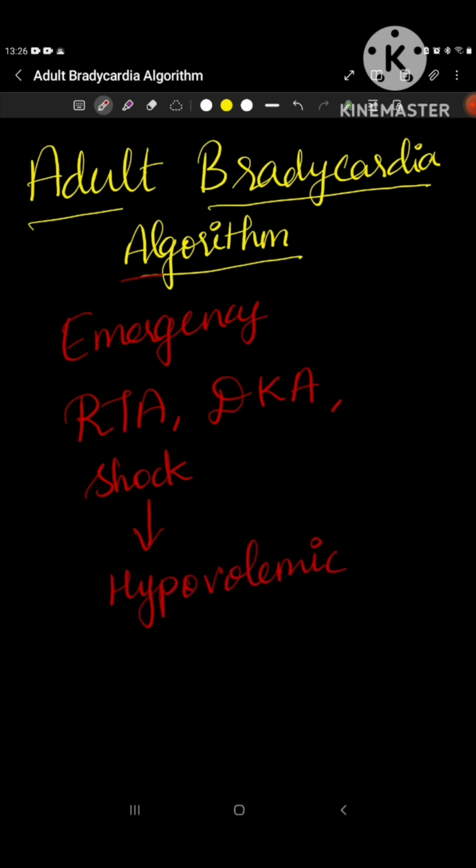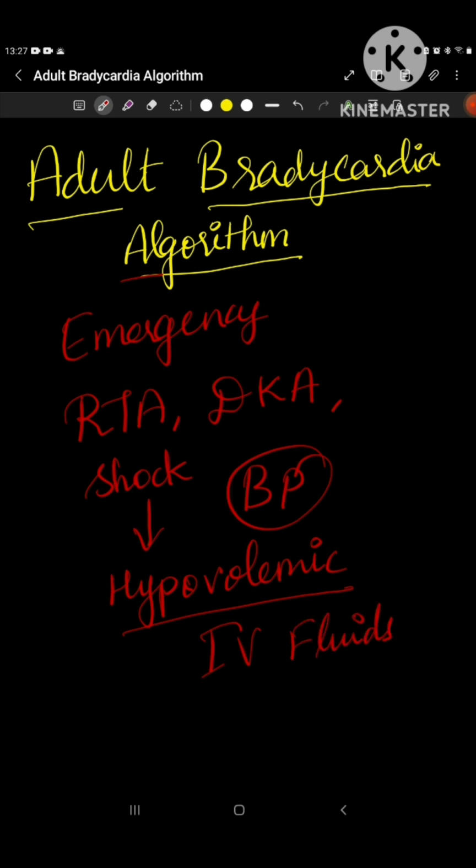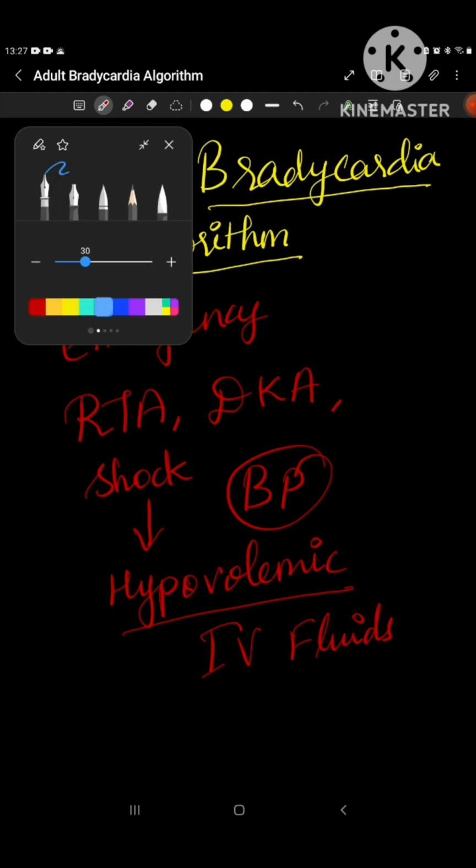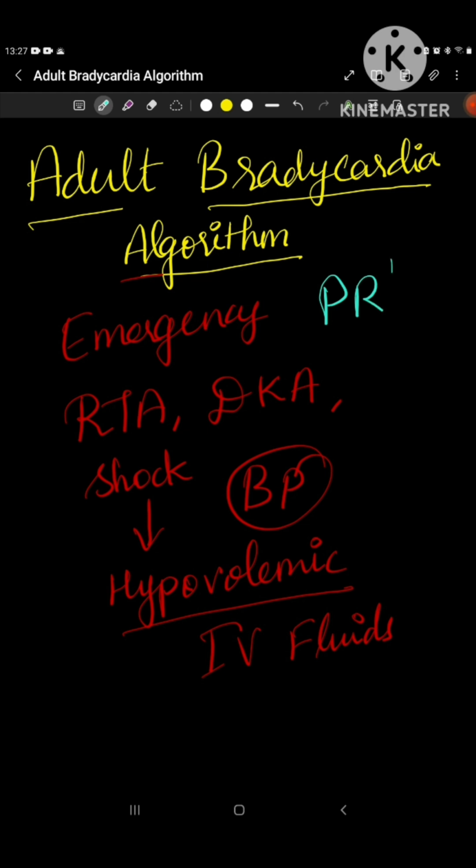So when the ma'am says someone is in shock, I used to see the BP, and if the BP is low, the first thing is to go and put a lot of fluids, intravenous fluids. At that time we never cared about the pulse rate. Everyone knows that there are many types of pulse.